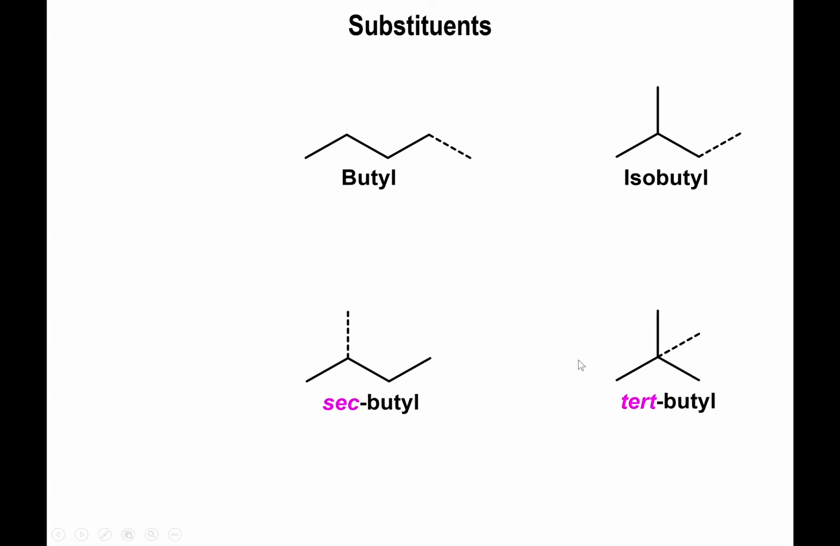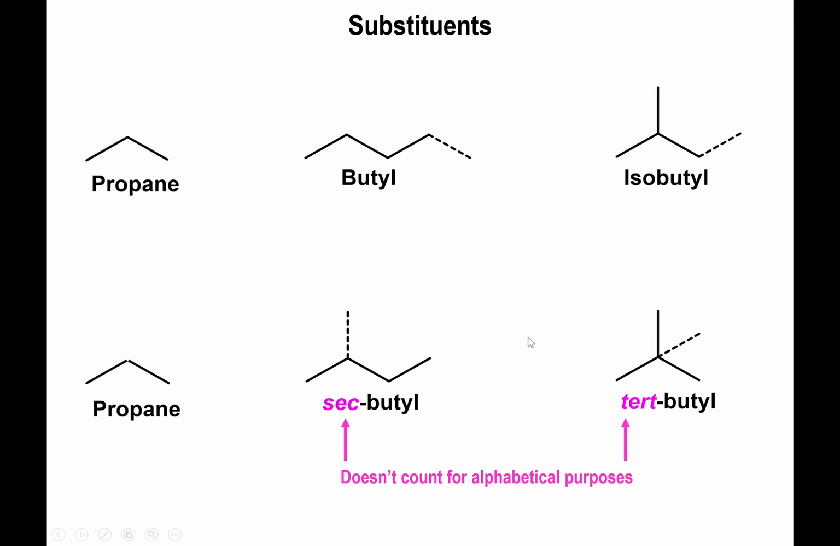The last thing to be said is that sec and tert, which I wrote in italics, don't actually count for alphabetical purposes. Iso does count, but sec and tert do not. So you will start at the b of butyl to come up with the alphabetical order, which is one of the rules that I'll talk about in the next section. So don't count sec and tert for alphabetical purposes. And then lastly, if you look at the three-member chain, propane, if you have the attachment through the end, or if you have the attachment through the middle, you have two different substituents. Attachment through the end, simply change propane to propyl. Attachment through the middle, this is known as isopropyl, as in the isomer of propyl.